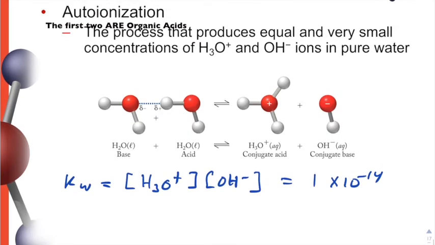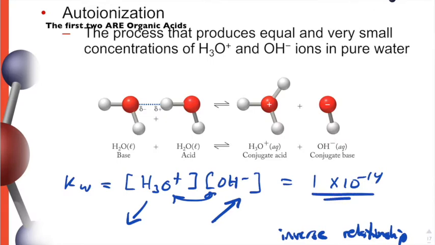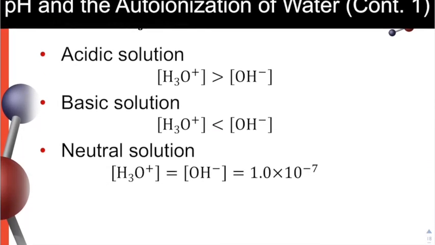So effectively, the product of these two is always equal to 1 times 10 to the minus 14. So as this one would increase in concentration, this one needs to decrease in concentration. That is this inverse relationship. So that your equilibrium constant can always be 1 times 10 to the minus 14. Because remember, equilibrium constants do not change except for temperature. So by changing these concentrations should not change my equilibrium constant. But in order for this value to be held true, if I increase this, this has to decrease. The product is always 1 times 10 to the minus 14.